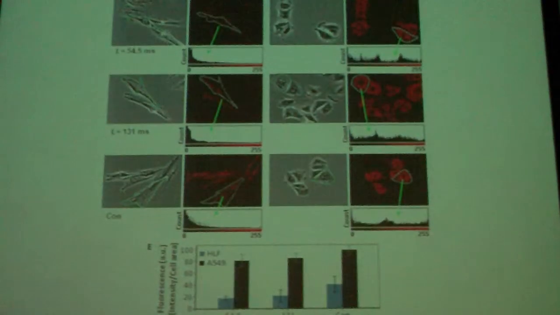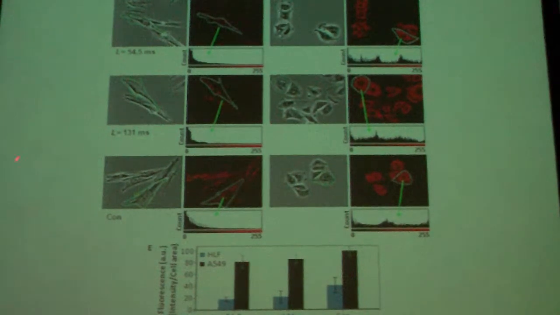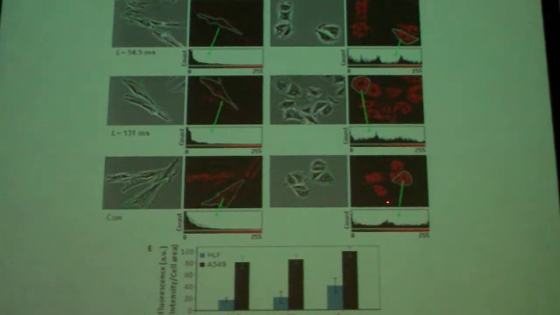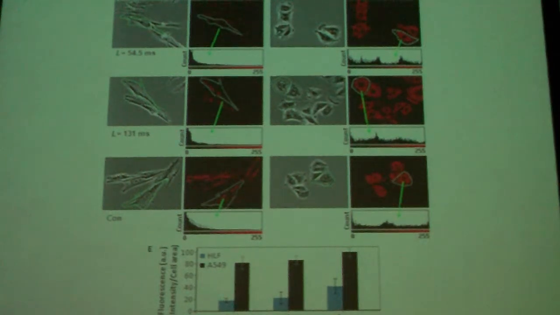And now the images of the mixture of cells. If you compare, here are the bright field images, and these two are the fluorescent images. These are the normal human lung cells, and these are the human lung cancer cells. If you compare these two images, you can find the very high fluorescent signal in cancer cells, but low fluorescent signal in normal cells, which shows that the drug can penetrate more into the cancer cells.